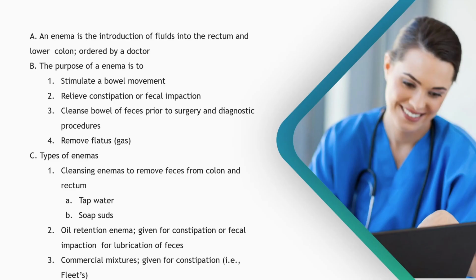Types of enemas. Cleansing enemas remove feces from the colon and rectum. They usually consist of tap water and soap suds. Oil retention enema is given for constipation or fecal impaction for lubrication of feces. Commercial mixtures are also given for constipation, i.e. fleets.